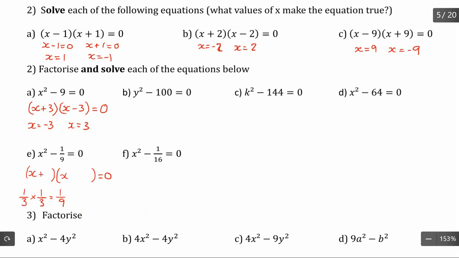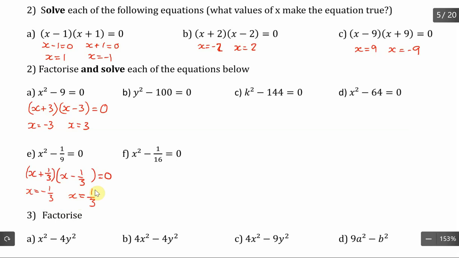Okay, so this is x plus 1/3 and x minus 1/3. And then obviously we need to go and solve that. So x is equal to negative 1/3 and a positive 1/3.